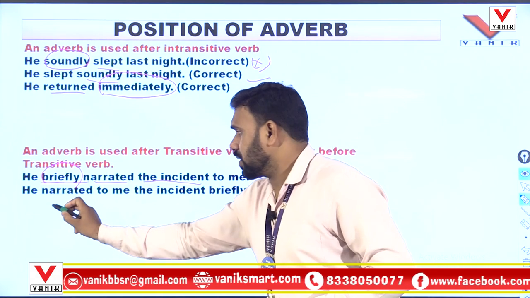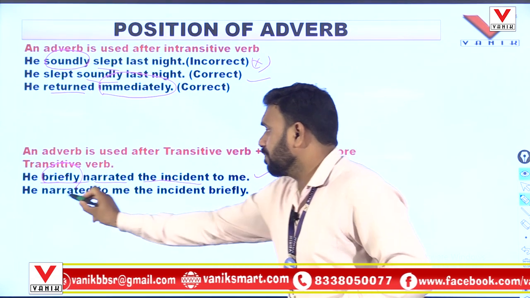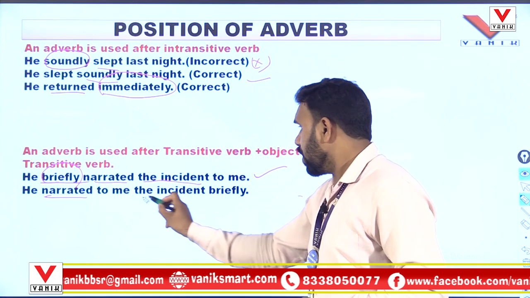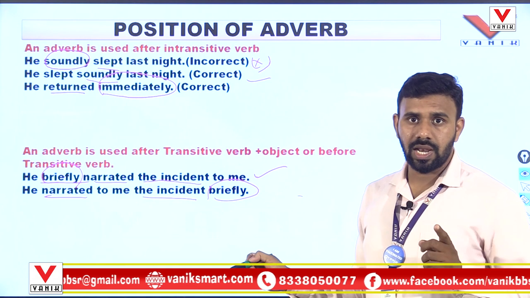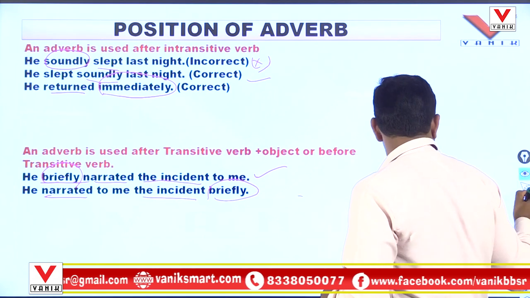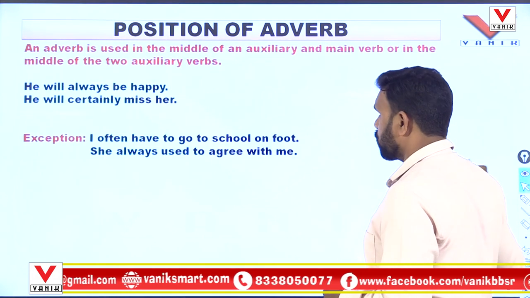Now, read this second sentence. He narrated to me the incident. Narrated is a transitive verb. The incident is an object. Now, briefly, object pore basichi. Clear hai nahi? Now, move to our next rule, next point.